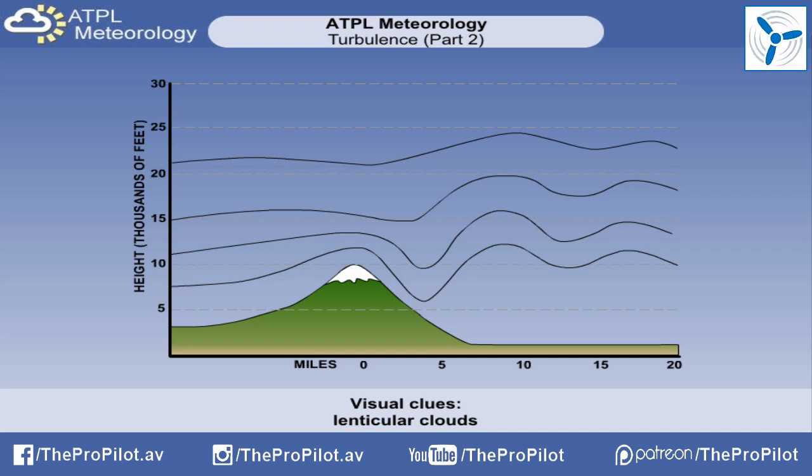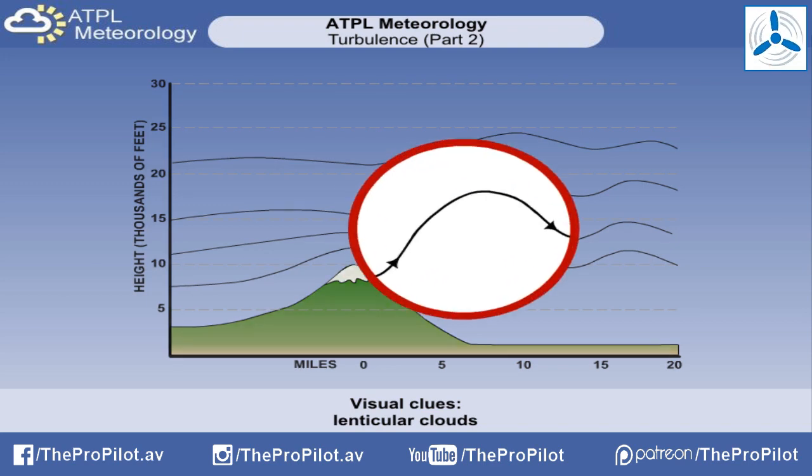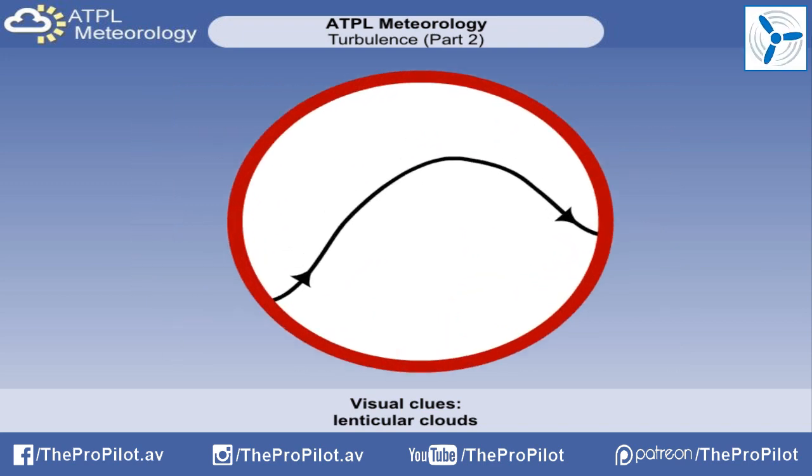Fortunately for pilots, these oscillations may become visual. Let's take a look at one of the crests downwind of the mountain. Here we can see air rising on one side and descending on the other. This is important. When the air is forced to rise, it will cool adiabatically. And if sufficient moisture is in the atmosphere, condensation may take place and cloud will form.